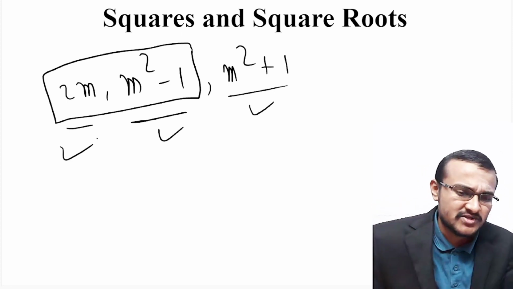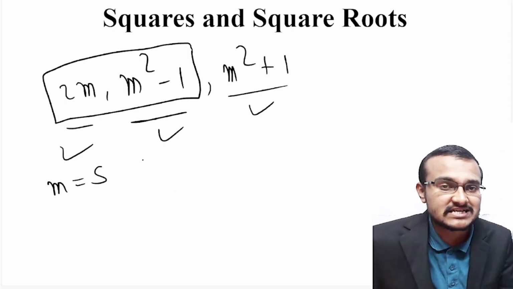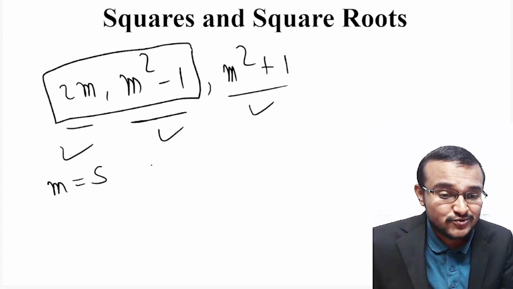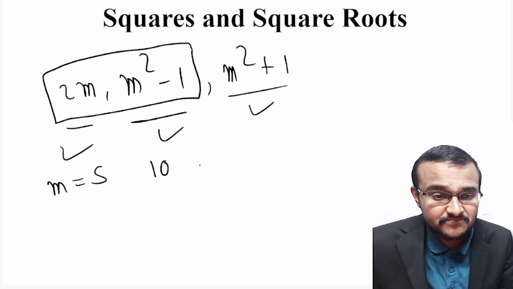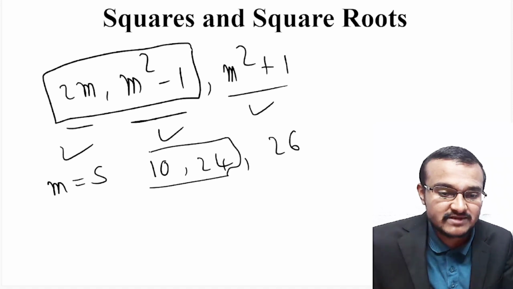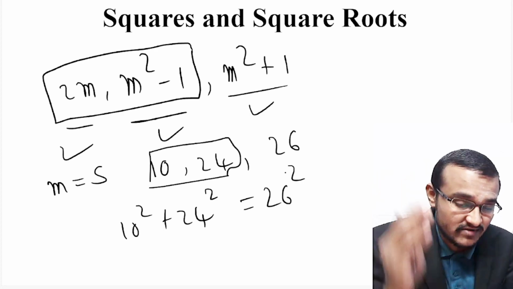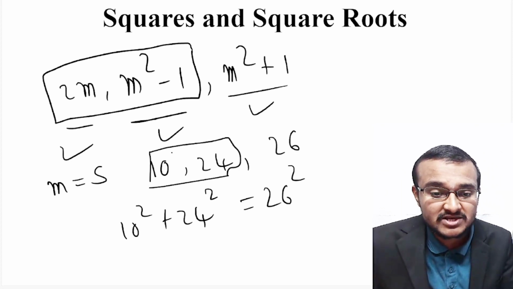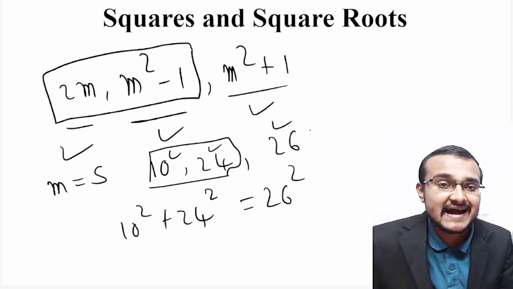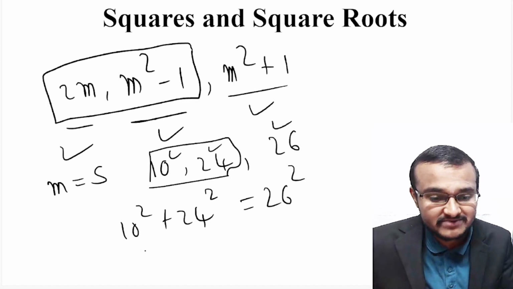You can take any number. For example, we'll take another number and cross verify. Let's say m is equal to 5, which is greater than 1. So 2m will be equal to 10, m square minus 1 will be equal to 24, and m square plus 1 will be equal to 26. You can cross verify this. These two are the lowest numbers, where 10 square plus 24 square should be equal to 26 square. So here 10, 24 and 26 act as Pythagorean triplets. We will just verify whether they do or not.